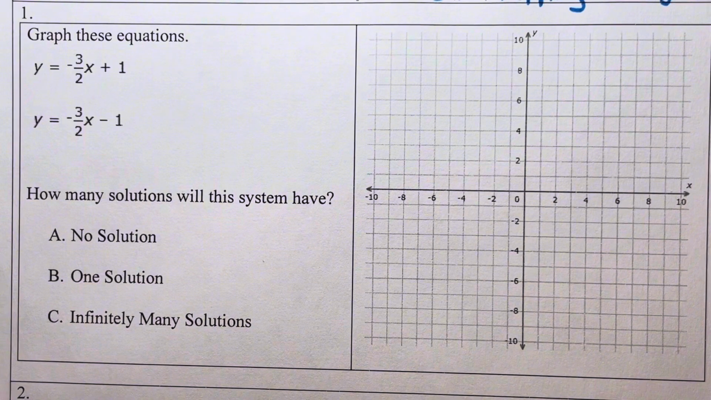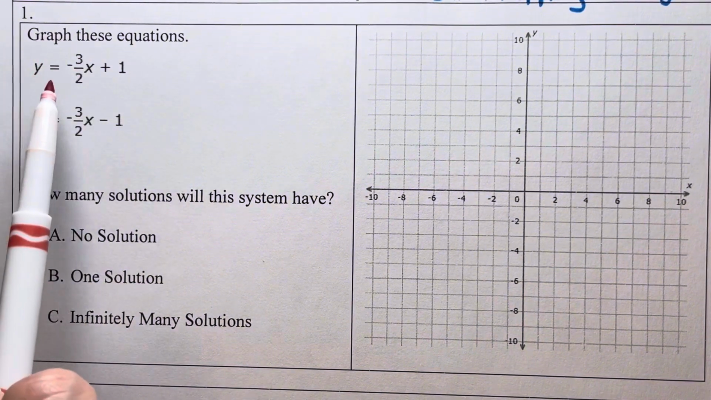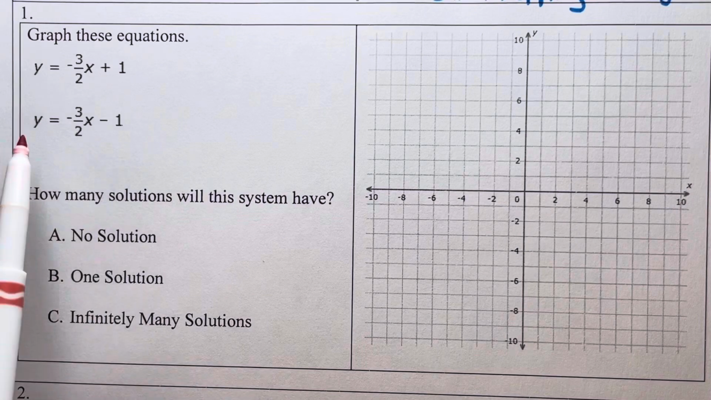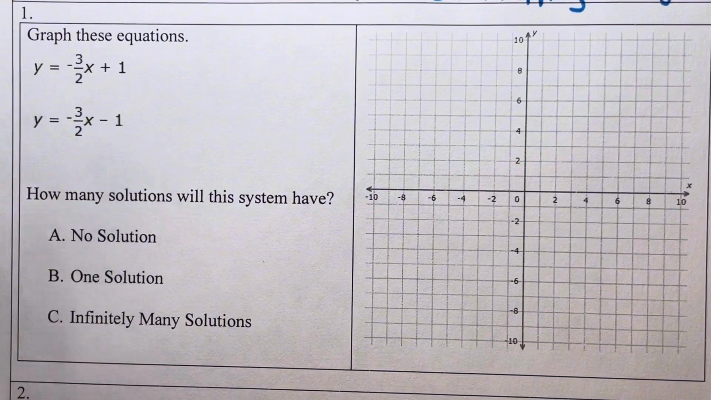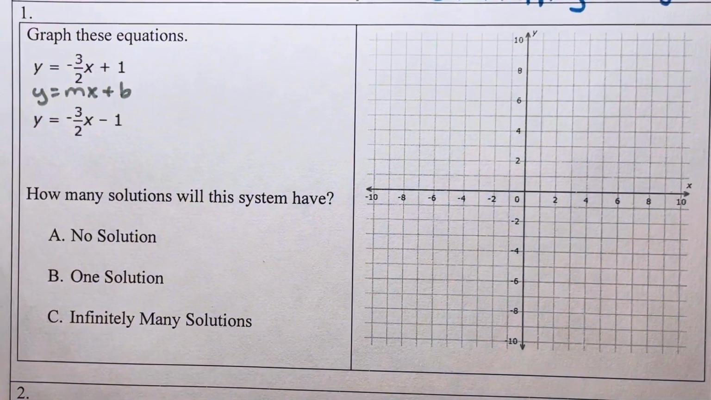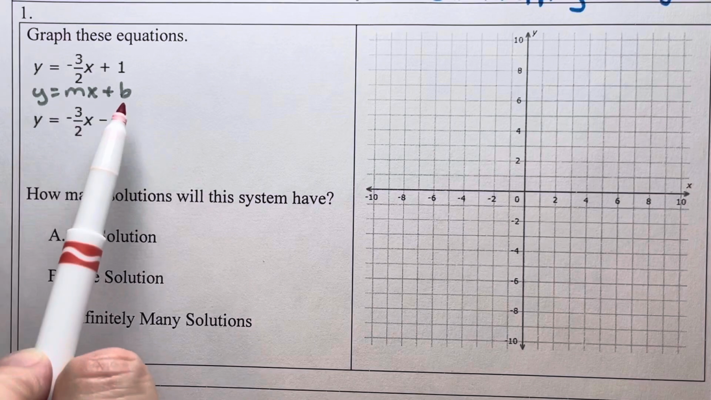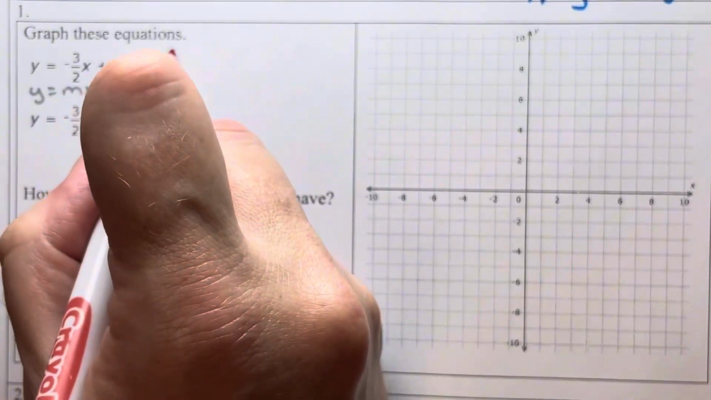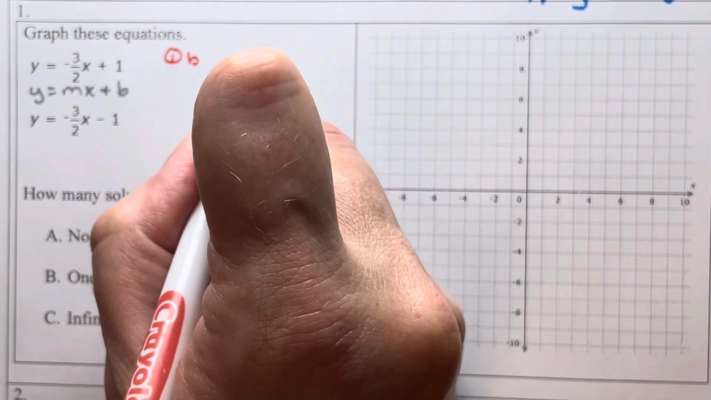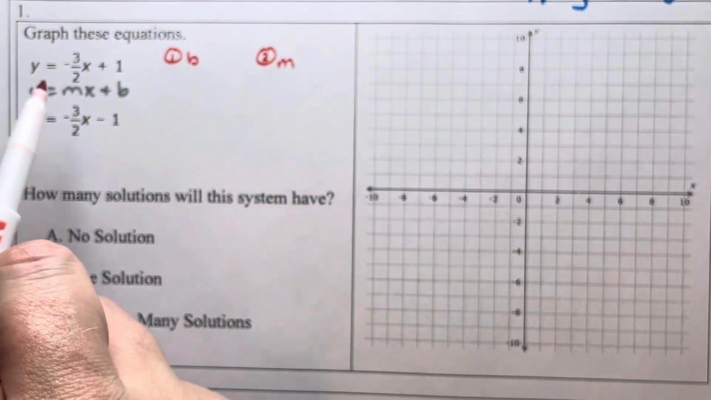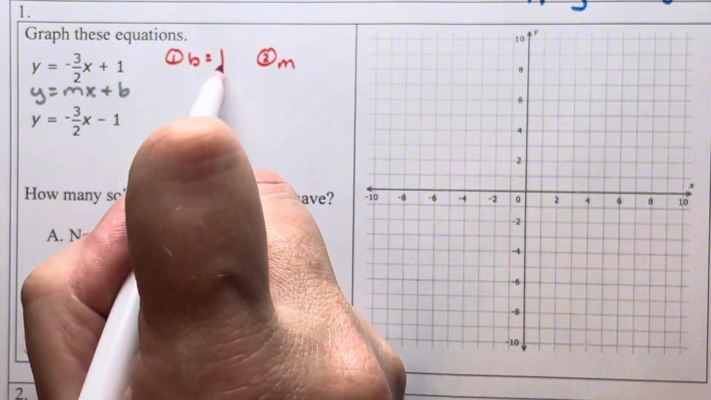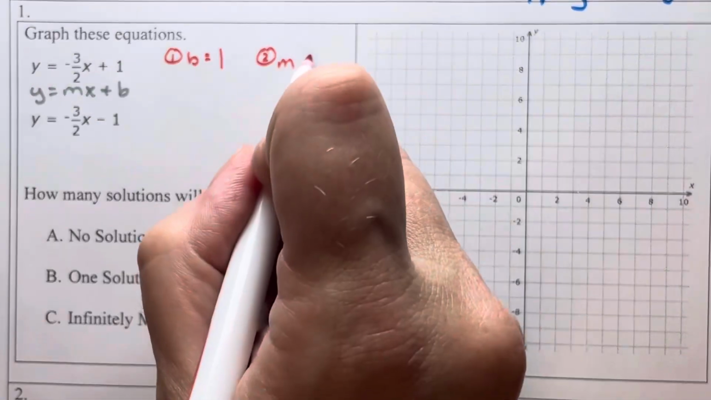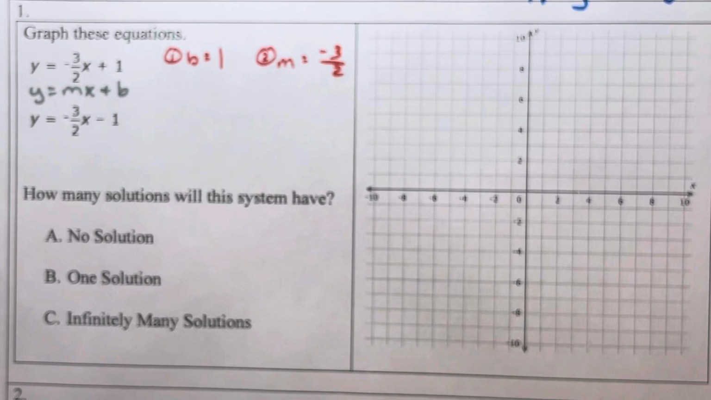Example 1. We're going to graph these two equations, where y equals negative 3/2 x plus 1 and y equals negative 3/2 x minus 1, and then determine how many solutions they have. All right, let's look at our first equation. Both of them are in slope-intercept format, so we can quickly determine our y-intercept and our slope. With my first equation, my y-intercept is 1, and my slope is negative 3/2.